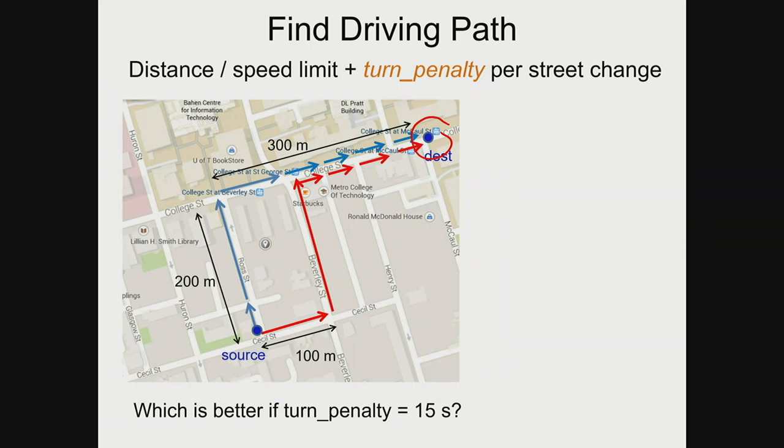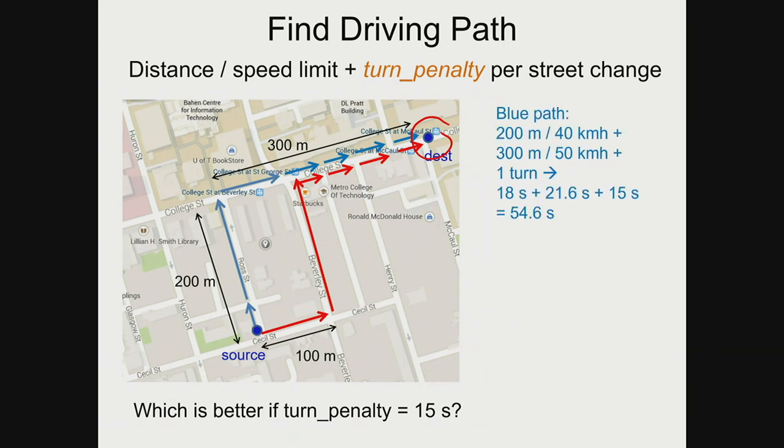And our travel time is not just distance traveled divided by speed. We're also assuming that whenever you have to turn or change streets, basically, if you change streets, that involves a turn or going through a traffic light, it's going to take you some time. So let's say that time we assume is 15 seconds. We'll call that the turn penalty.